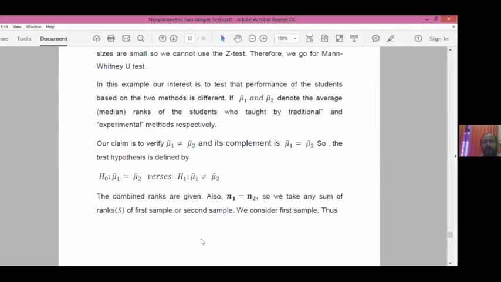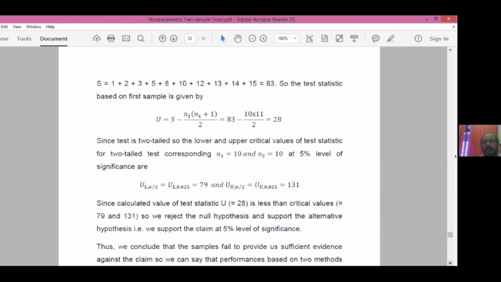Equal number of observations in both. So we can take the sum of the ranks of either the first sample or the second sample, because both our samples have the same size. We consider the first sample. The first sample ranks are added to give 83. Then we use the test statistic U = S minus this, where S is the total 83 and N1 is 10, and we get the test statistic.